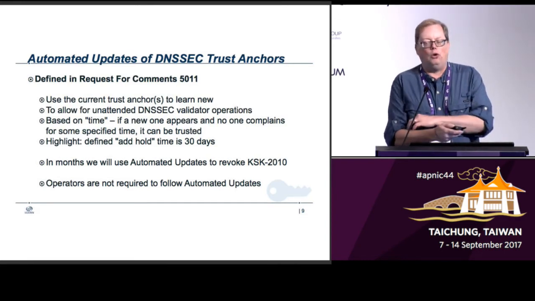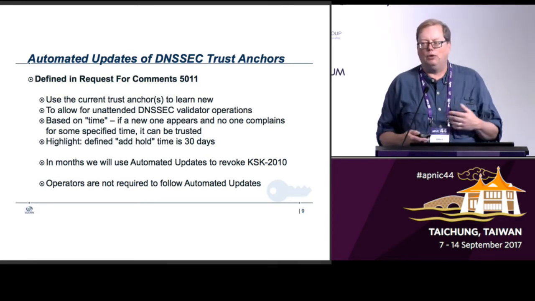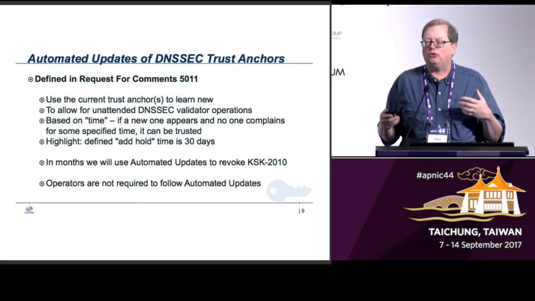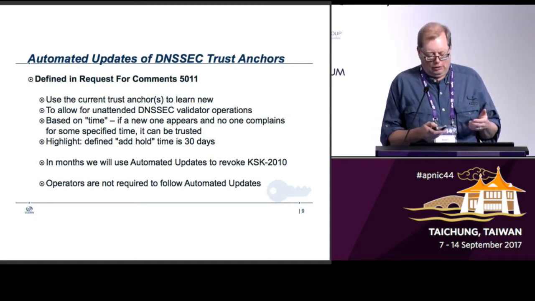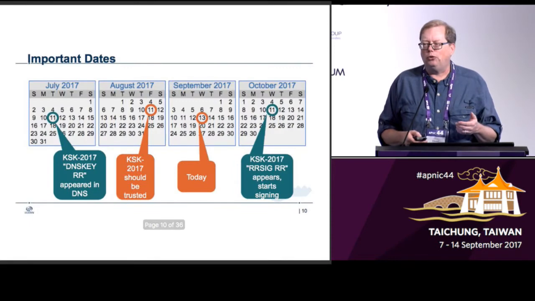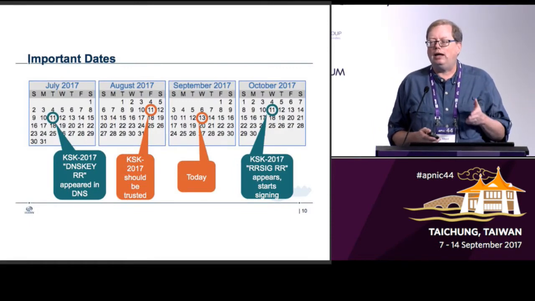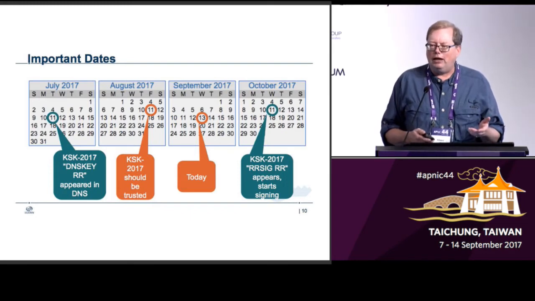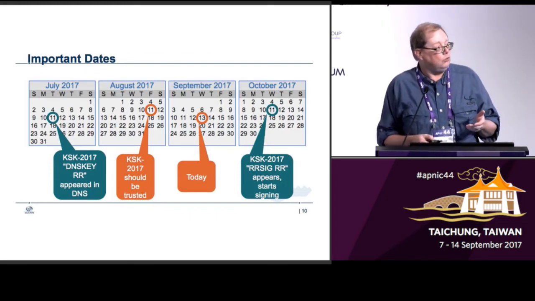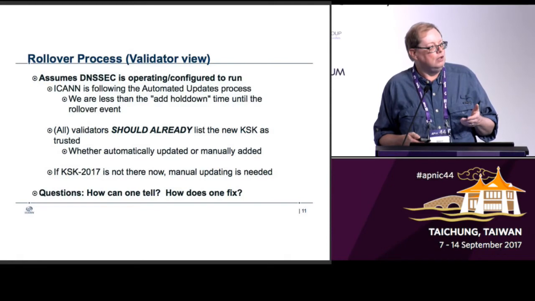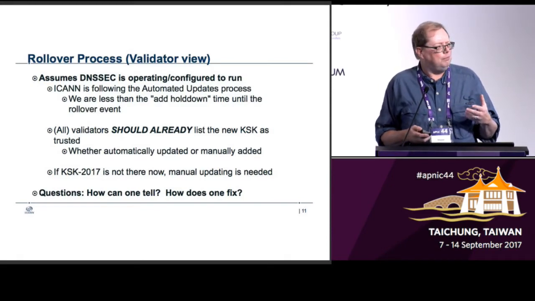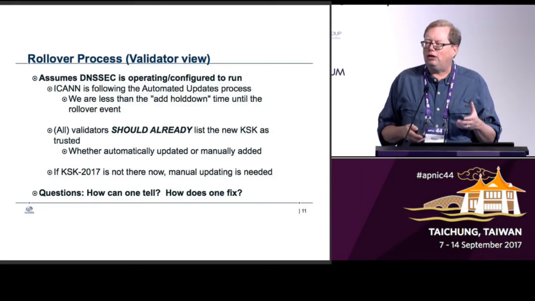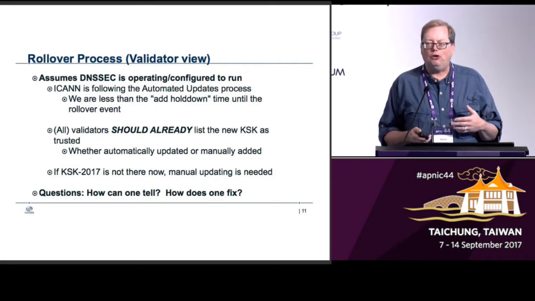We've been pushing this for quite a long time, saying if you want to participate in this, the easiest way is to turn this on and go forward. Unfortunately, right now, it's almost too late. We are now 28 days from the day we changed the key. It takes 30 days to learn the key through this process. So right now, every validator out there that's looking at DNSSEC should actually trust both keys by now.